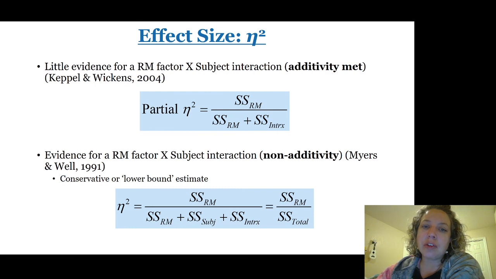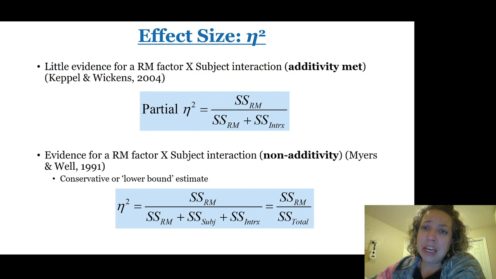Usually, if we're looking at the repeated measures by subject interaction, if that's very small, meaning we have fairly parallel lines in our spaghetti plot, additivity's met. Usually, the partial eta squared is the most appropriate one to go with. But if we have a lot of crossing over of our lines, then we want to go with this bottom one, this ordinary eta squared.